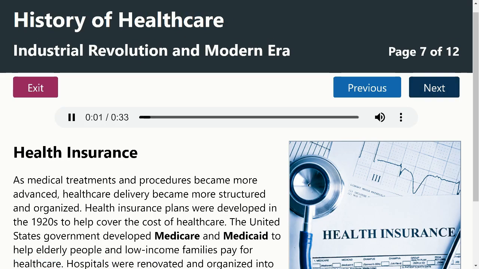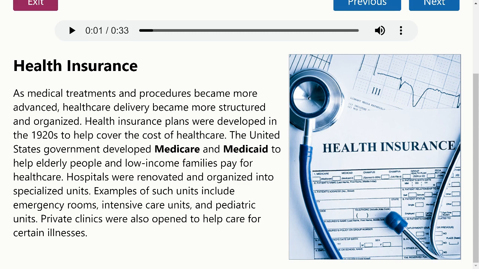Health insurance. All right, as medical treatments and procedures became more advanced, healthcare delivery became more structured and organized. Health insurance plans were developed in the 1920s to help cover the cost of healthcare. The U.S. government developed Medicare and Medicaid to help elderly people and low-income families pay for healthcare. So that's what you have: Medicare, Medicaid. Medicare is more for older people. Medicaid, you could be younger. It's low-income, elderly, disabled.